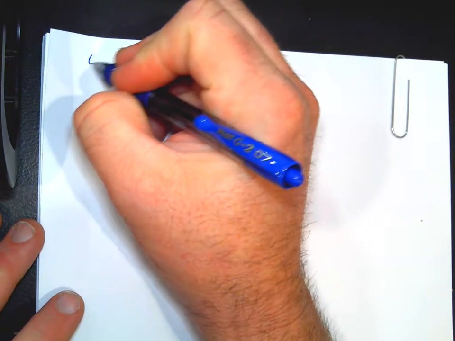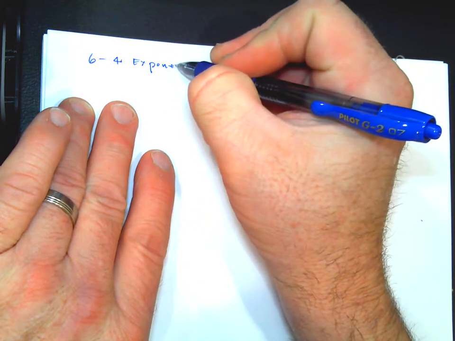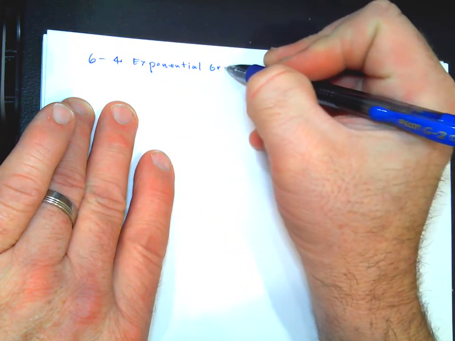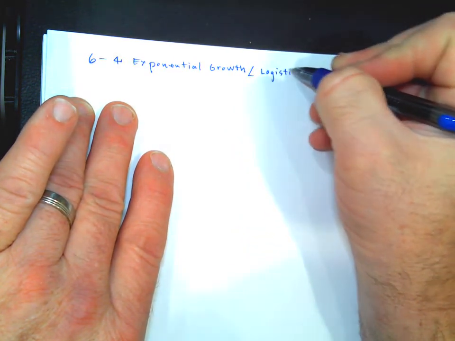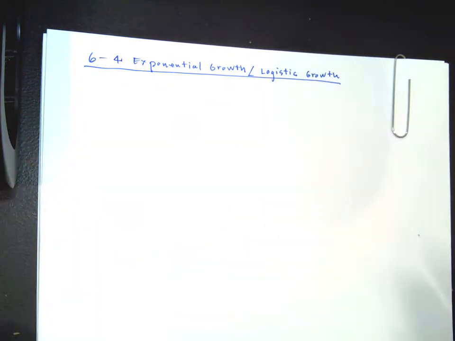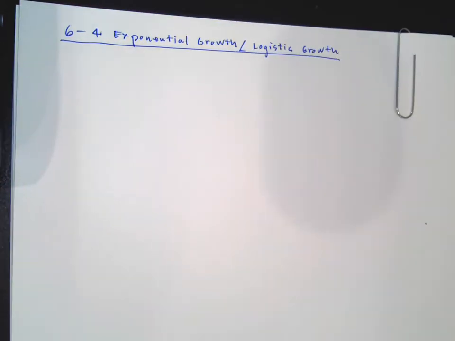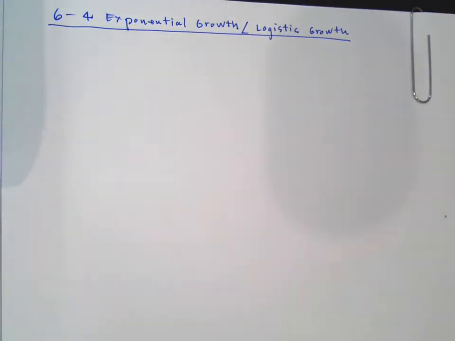All right, AB Calculus BC, Unit 6, Day 4. This is going to be exponential growth as well as logistic growth. All right. So exponential growth was part of Calc BC's material, and logistic growth is also on BC.